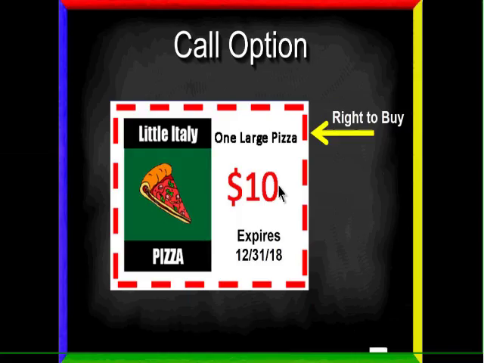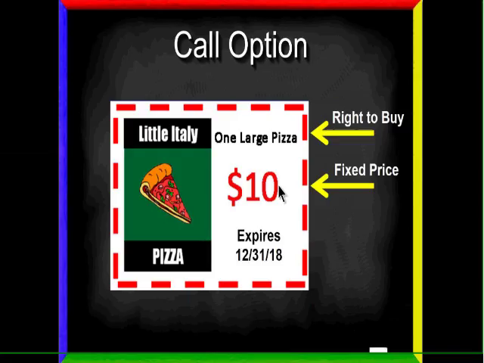It's specified in the coupon here, but in the call option, it's specified in the contract. It is a right to buy something, 100 shares of IBM, 100 shares of Priceline. But it's a right. If you decide to use this coupon, what's your price going to be?